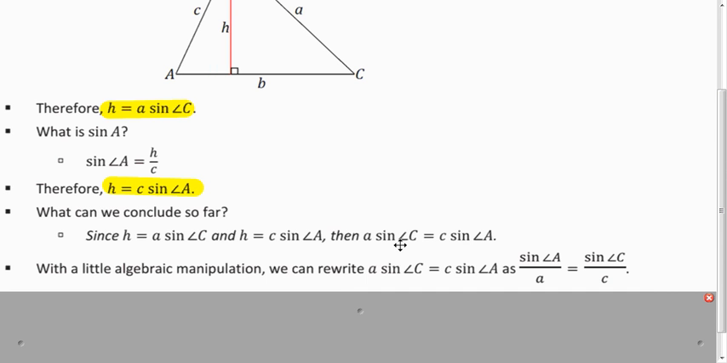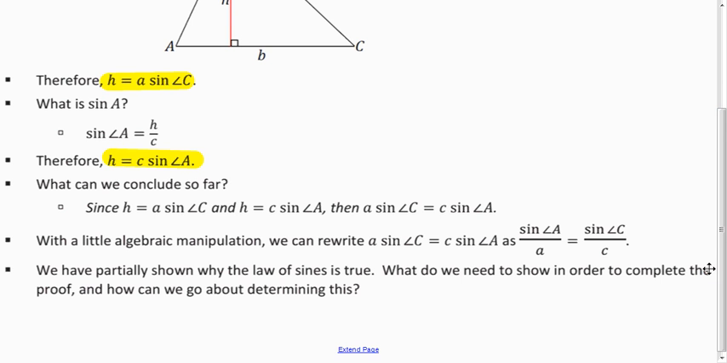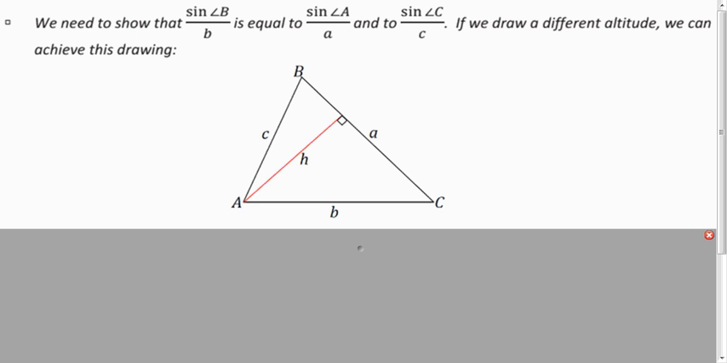Right? If we divide by a here, the a's cancel, and you get the a in the denominator here. Divide by c, and those c's cancel. You get the c in the denominator over here. So we really just divided both sides by ac. So we have part of the law of sines. What else do we need? Well, we've got to get b involved somehow. Right? We've got to say that sine of b over b is equal to one of these.